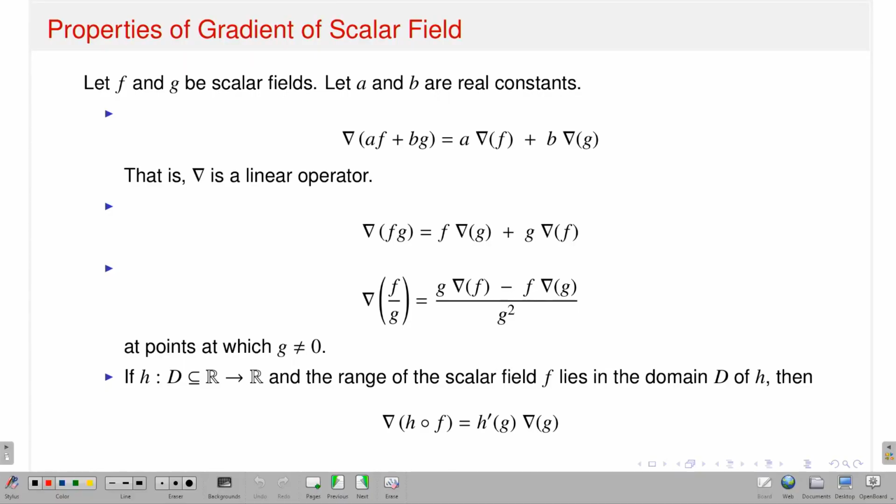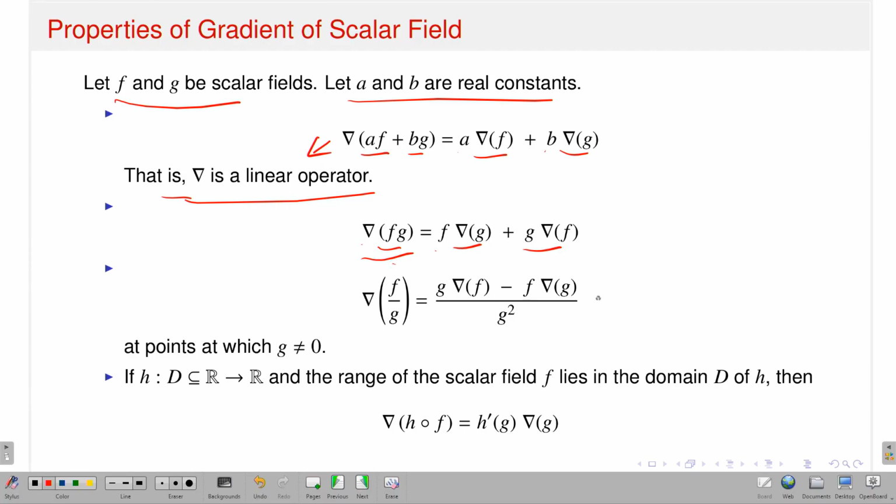So, a couple of properties of the gradient of a scalar field. Suppose I start with two scalar fields f and g, and two real constants a and b. If I take the gradient of af plus bg, a will come out and b will come out: it is a times the gradient of f plus b times the gradient of g. That means the del operator is a linear operator; this is linearity. And there is the Leibniz rule: the gradient of f times g is f times the gradient of g plus g times the gradient of f.